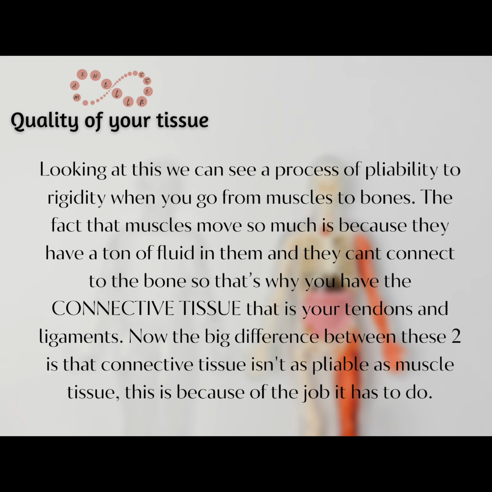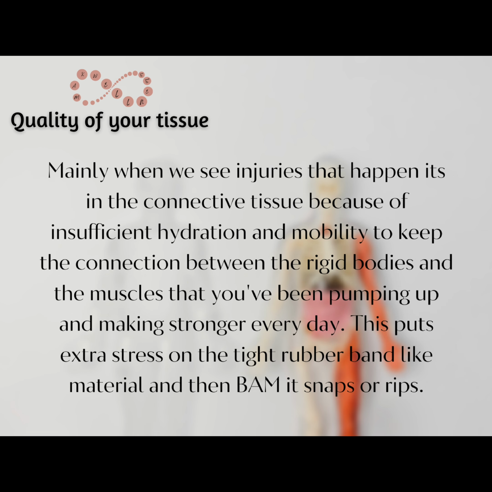Now, the big difference between these two is that connective tissue isn't as pliable as muscle tissue. This is because of the job it has to do. Mainly, when we see injuries that happen, it's in the connective tissue because of the insufficient hydration and mobility to keep the connection between the rigid bodies and the muscles that you've been pumping up and making stronger every day. This puts extra stress on the tight rubber band like material, and then bam, it snaps or it rips.